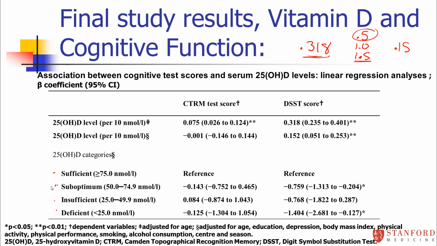So for example, for the deficient group, the beta coefficient is -1.4. That would say that if you're deficient, that's a very low level of vitamin D, compared with normal, above 75, or what they are calling sufficient, you are on average 1.4 points lower in your DSST score. That does remain statistically significant after adjusting for all these confounders. But again, it's still a fairly small effect. So I wouldn't call this huge evidence of a great, strong, big link between vitamin D and cognitive function.